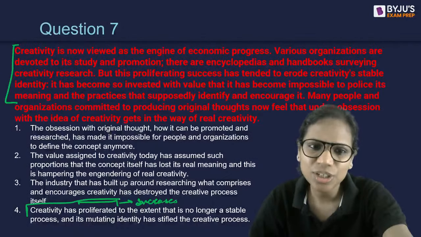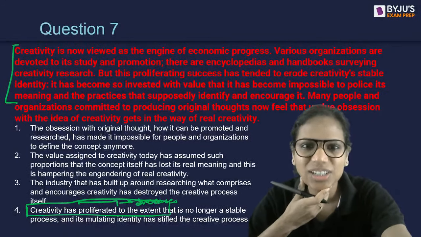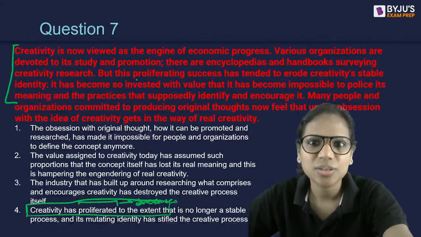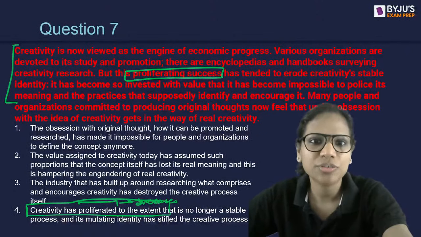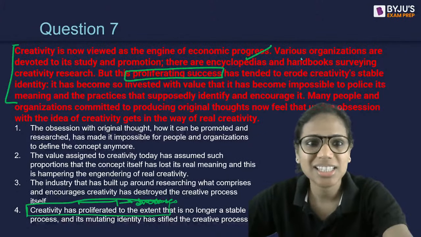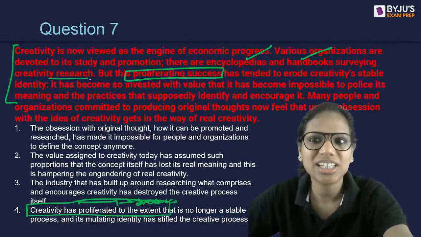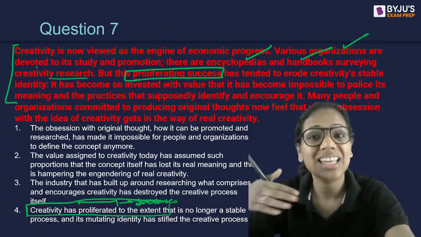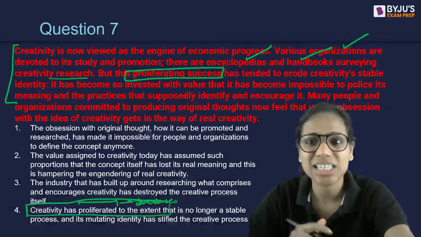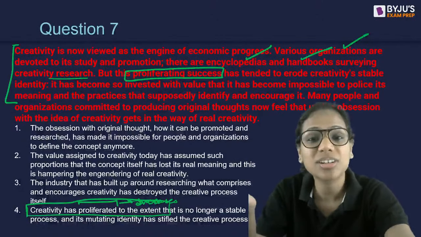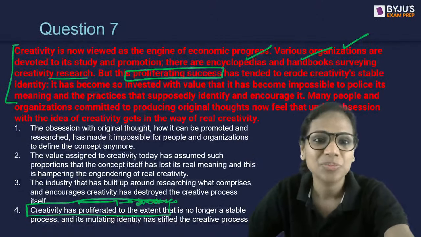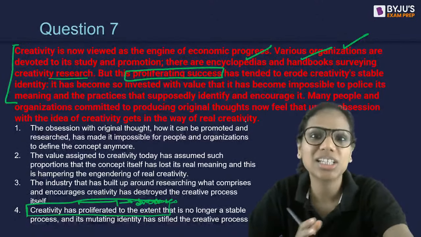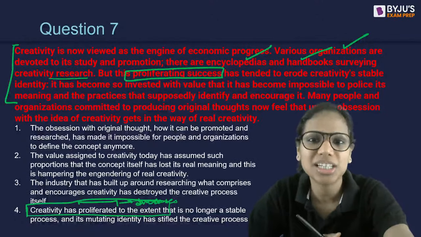Has creativity increased to such an extent? This proliferating success, what has proliferated? These encyclopedias, these handbooks that are serving creativity research, these organizations that are devoted to its study and promotion, they have proliferated, they have increased. Hum bol rahe hain paragraph mein kitna ho hi nahi raha hai. This idea is getting in the way of real creativity. It's actually hampering real creativity.